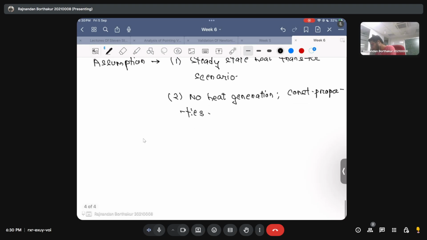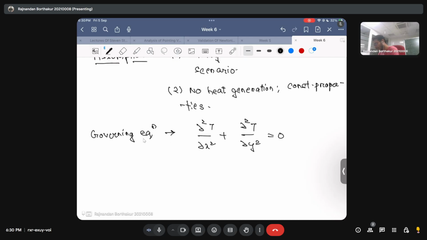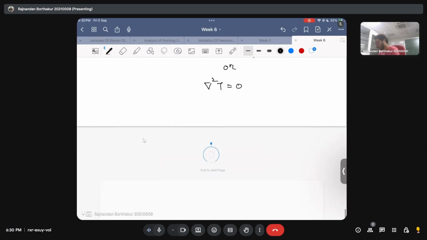Using these assumptions, as we have already discussed, the governing equation which would govern how the temperature profile of the slab varies is del square T by del x square plus del square T by del y square equal to 0. Or, as we have been saying, the Laplacian of T is equal to 0. So that's the governing equation.